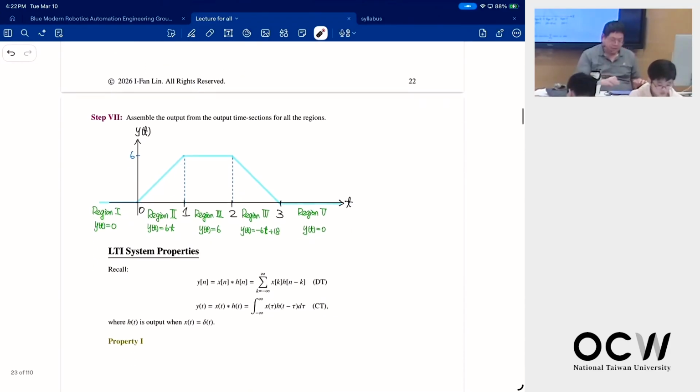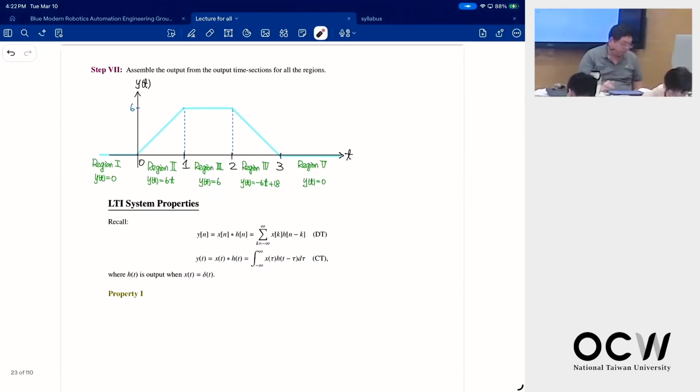The last hour we're going to talk about the system properties, especially for the linear time invariant system properties. Okay, let's take a break.